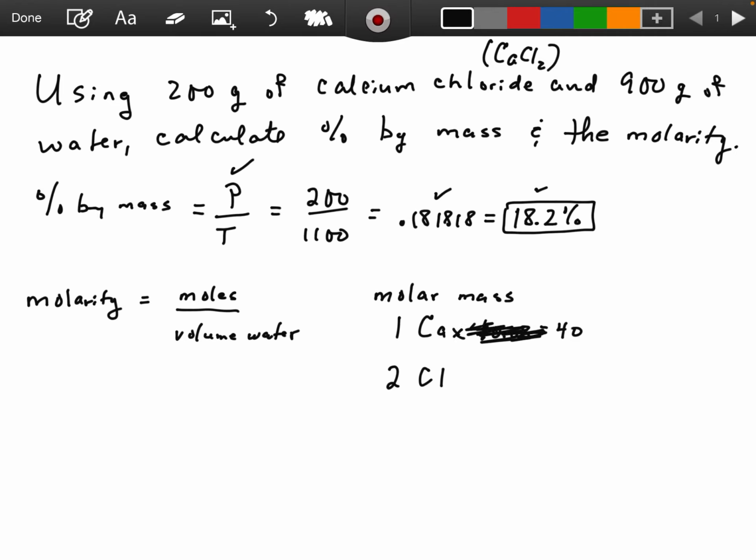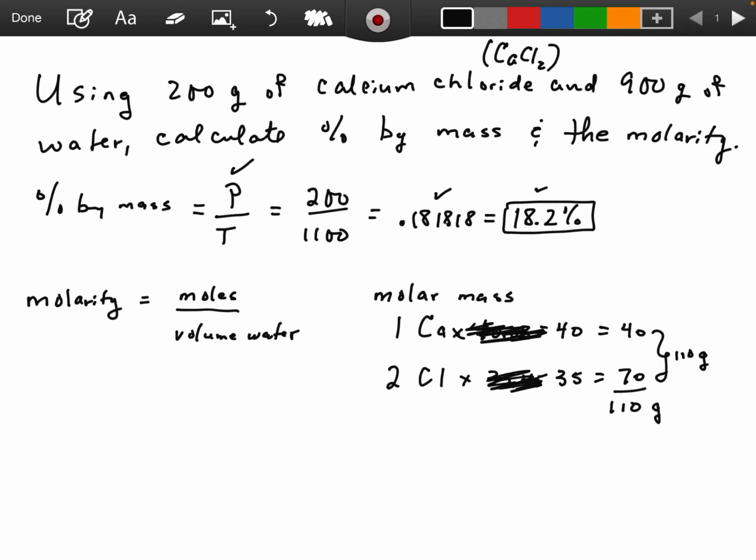1 calcium atom, 1 times 40. And then if you look on the periodic table, chlorine is 35.45. We're going to use the closest whole number. That's a 35. So this is what I would actually see on the paper. And then you add it. 110, or you could do that. So the molar mass is 110 grams. That is the mass of 1 mole.